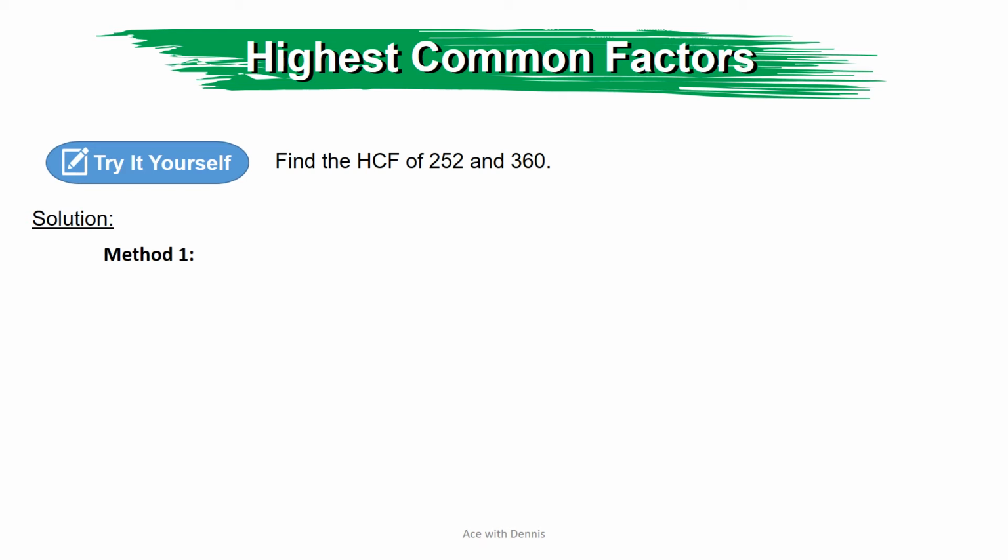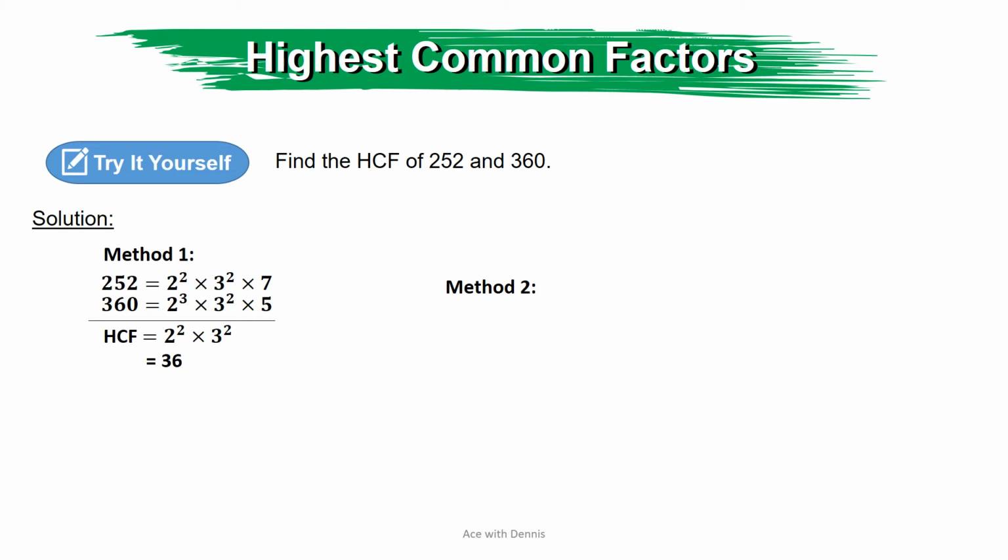For the first method, we write down the prime factorization of 252, which is 2 squared times 3 squared times 7. And 360 equals 2 cubed times 3 squared times 5. And from here, when they have a common base of 2, we choose the lowest power, which is 2 squared. For the 3, both have the same power, so it is just 3 squared. 7 and 5 are not common bases, therefore we don't include them. Hence, HCF equals 2 squared times 3 squared, which gives us 36.